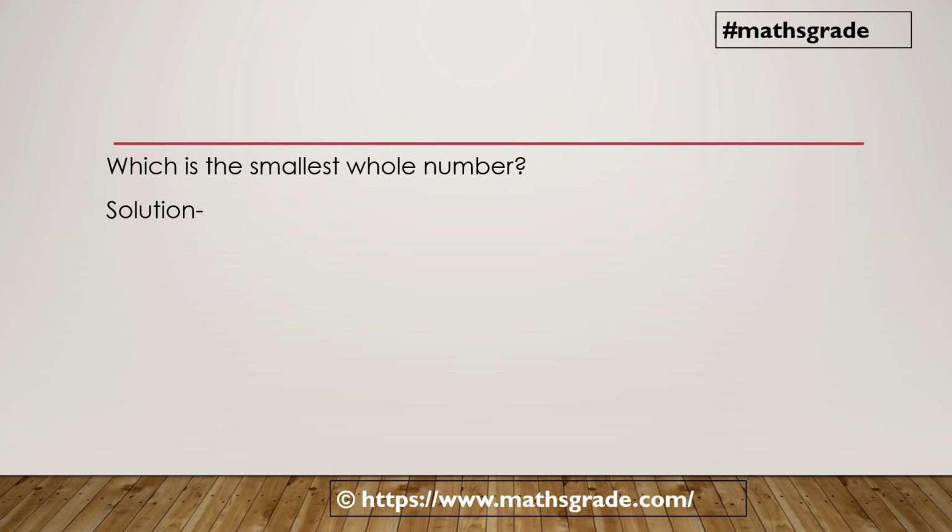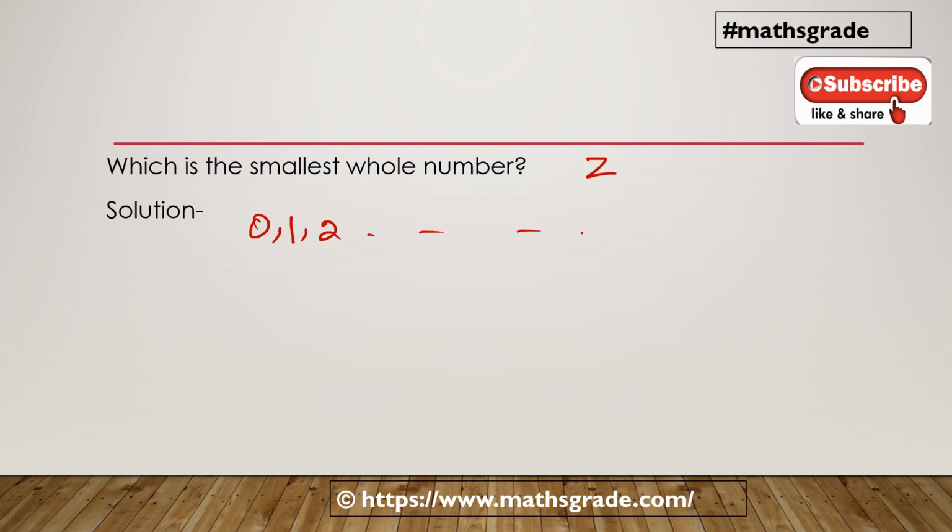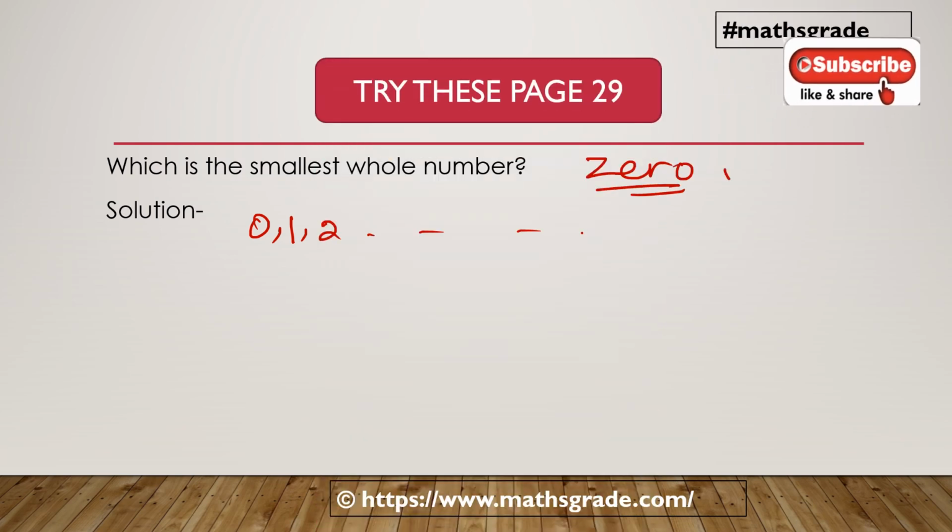Now the question is, which is the smallest whole number? Whole numbers start with the number 0. So 0 is the smallest whole number.